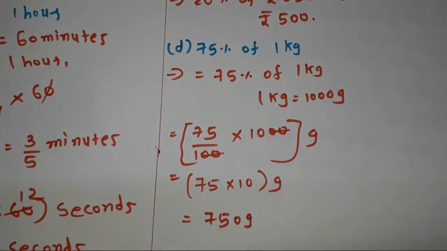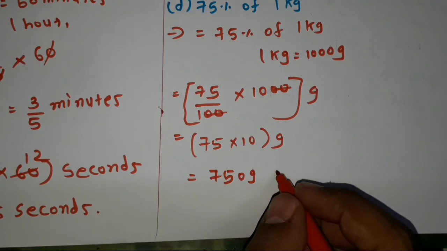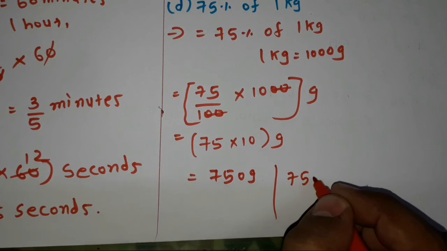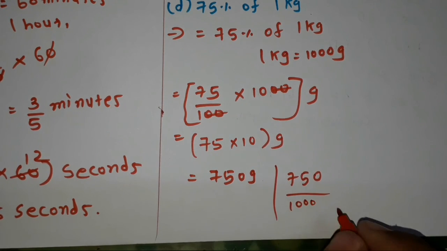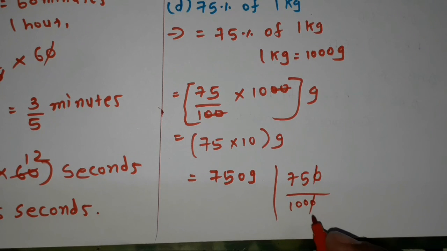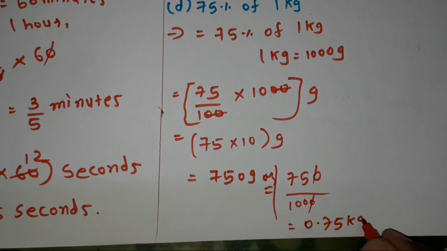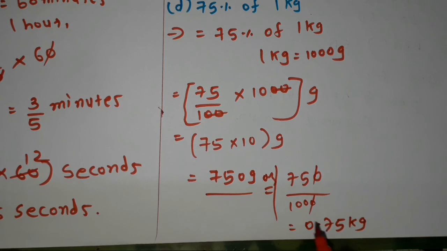For that, what can you do? You can again divide this 750 by 1000, to convert this into kg. If you do this, then you will get 75 upon 100, you will get 0.75 kg, or in grams it is 750 grams. So this is how we have to solve this type of questions.